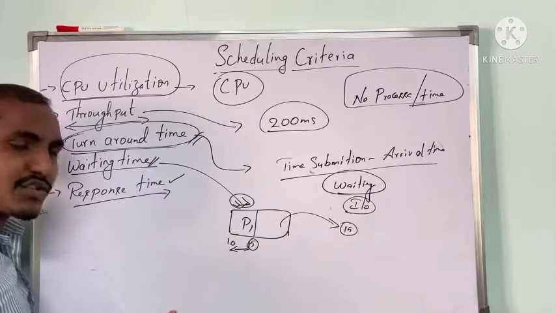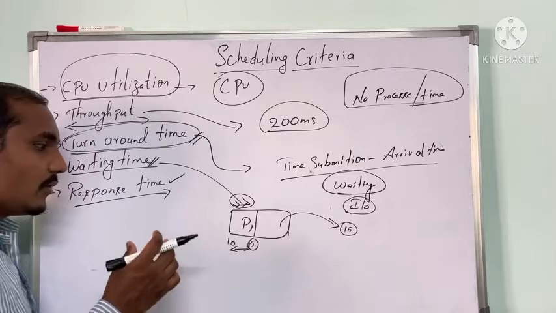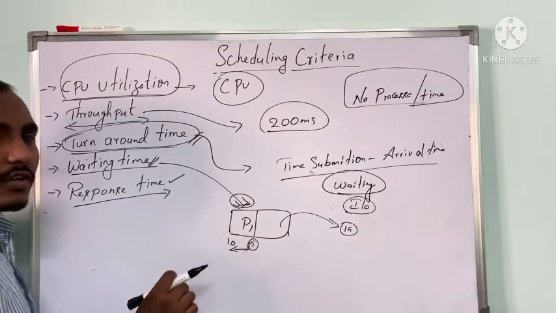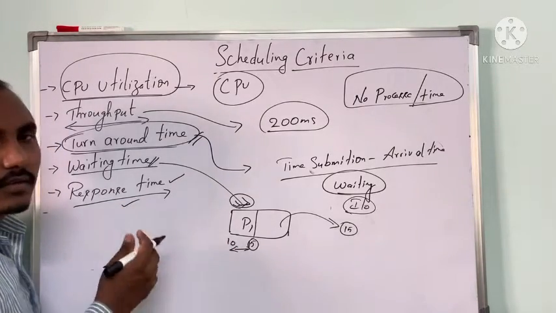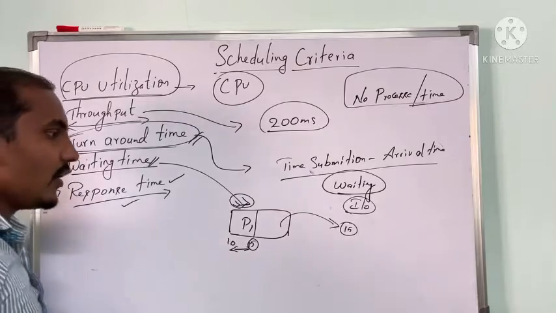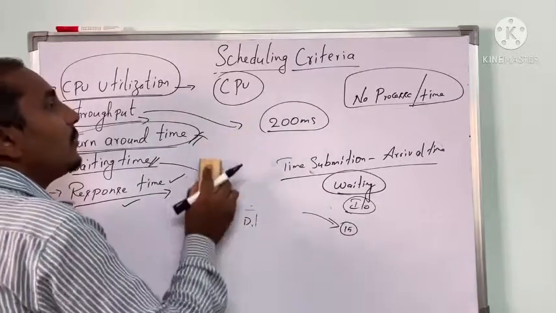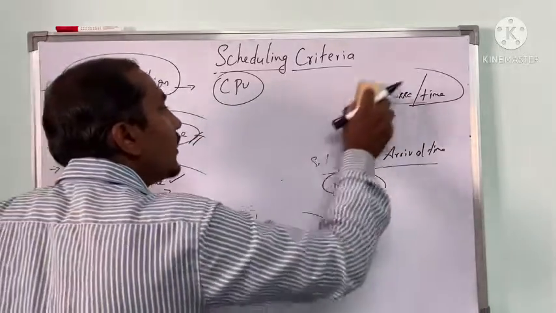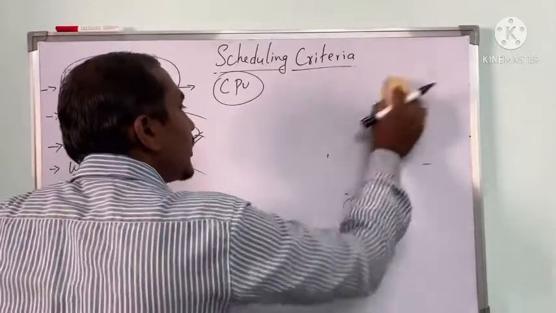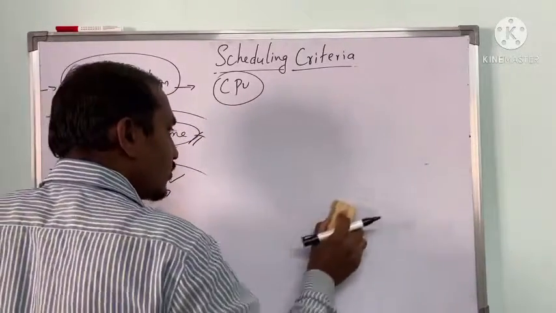Before the first selection, the number of milliseconds the process spends in the ready queue is considered the response time. Okay, so this is about the basic things that you need to understand regarding scheduling criteria. I will discuss them once again.